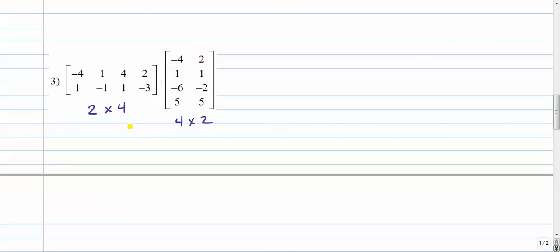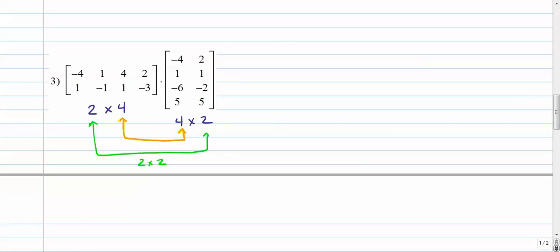In order for these to be okay to multiply, the middle numbers have to be the same. So 4 has to be the same as 4. The number of columns in the first matrix must be the same as the number of rows in the second. It is, so we can multiply them. As we multiply them, our answer is going to be 2 by 2, which is not so bad.